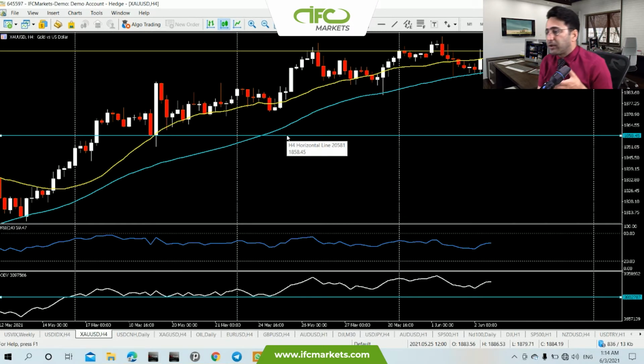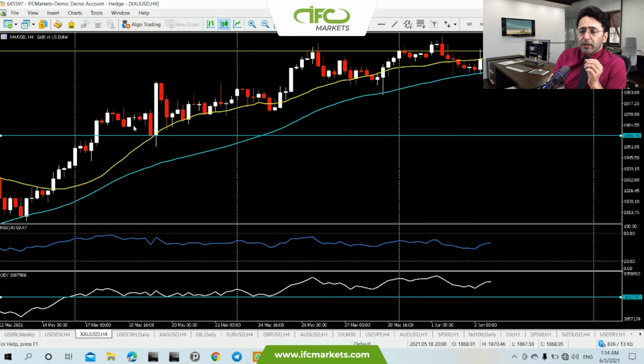you could buy at 1860, while right now it is 1900. So here it is only about $50 lower than the current level. Here, when the price crossed the 20 period moving average, it means that it's a good place to buy. Why? Because the price moves in a clear uptrend and it's a buy signal in an uptrend.